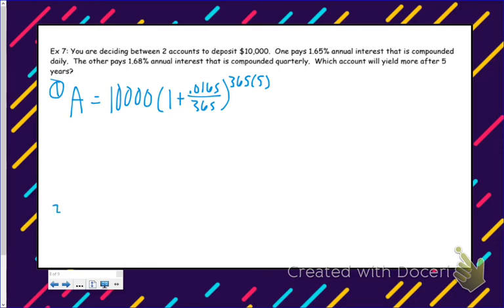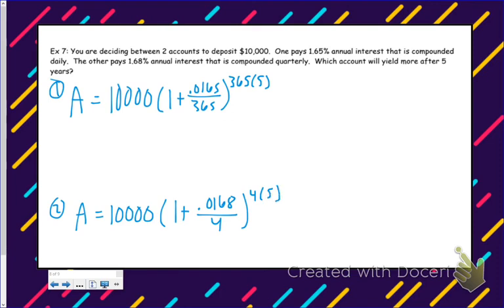All right, account number 2, $10,000. Different rate. This time it is 0.0168, but this time it is compounded quarterly, so 4 is going to go in both of those places. We're looking after 5 years. And again, at this point, we can just plug this straight into our calculator to get our values.